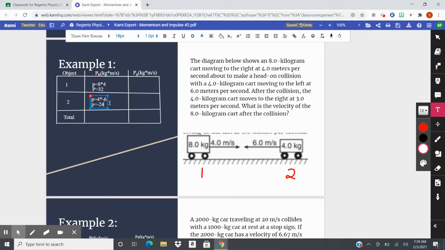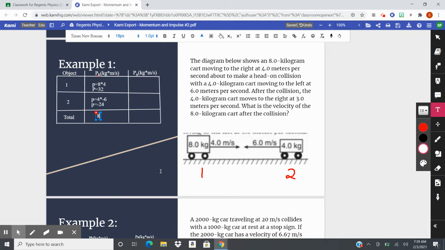Well, now what do we have to do? We have to add all of the momentums before up. 32 plus a negative 24. So basically, you can just say 32 minus 24 is going to give you a total momentum of 8 kilograms times meters per second. Good.